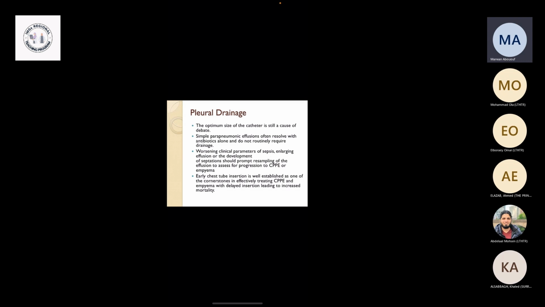If there are worsening clinical parameters of sepsis, the effusion is increasing, or there are complications, it has developed into a complicated parapneumonic effusion. This should prompt resampling of the effusion to assess for progression to complicated parapneumonic effusion or empyema. Early drain or chest tube insertion is well established as one of the cornerstones in effectively treating the complicated one and the empyema. Delayed insertion of the drain means more loculations, more fibrosis of the pleura, and more need for surgery.